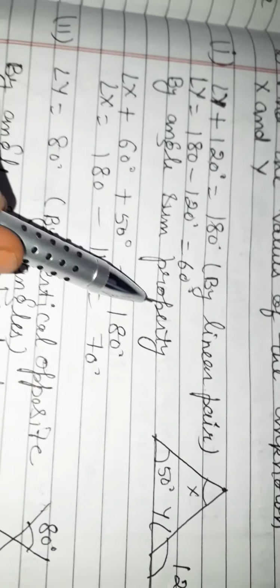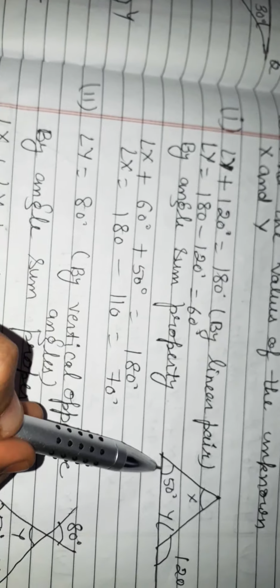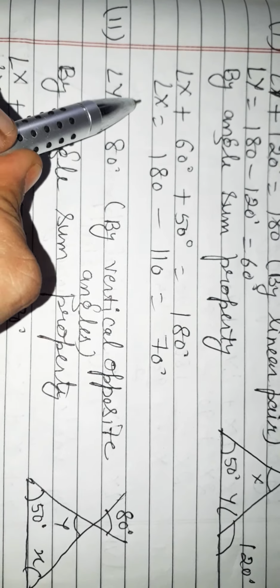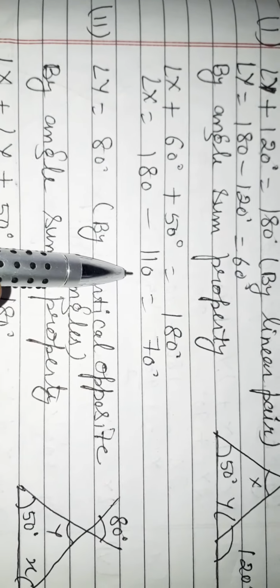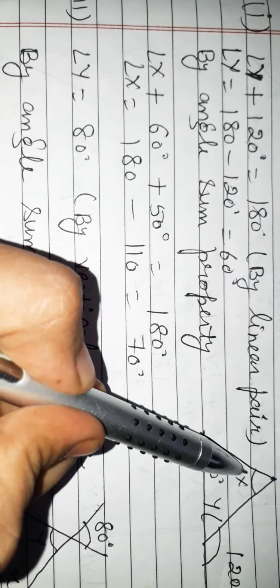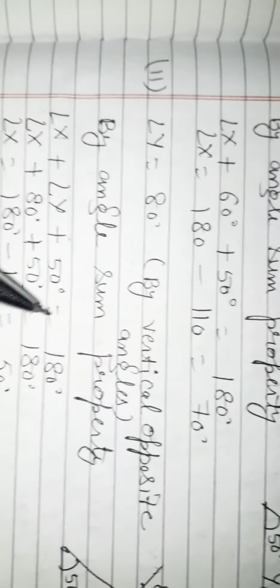Then I will use angle sum property, x plus 50 degree plus 60 degree. Now y is 60 degree, so x is equal to 180 minus 110 is equal to 70 degree. It means x की वैल्यू आ गई 70 डिग्री and y की वैल्यू आ गई 60 डिग्री. Now look at this question, second part.